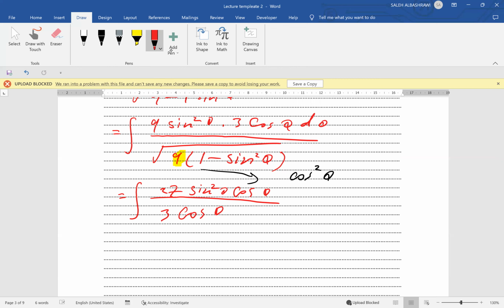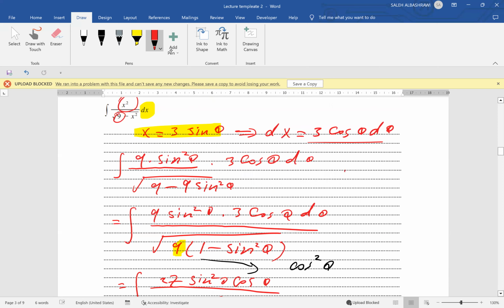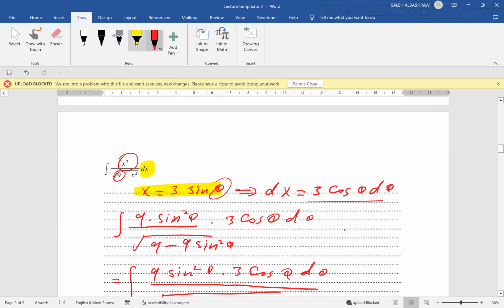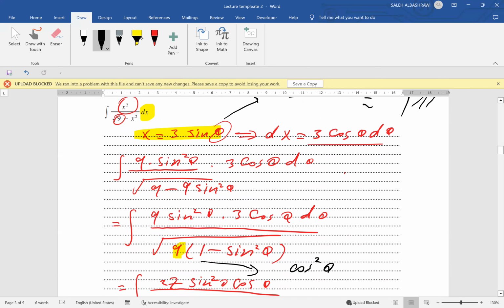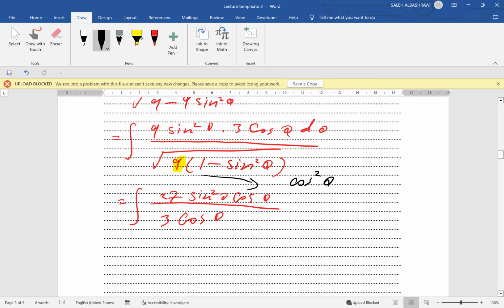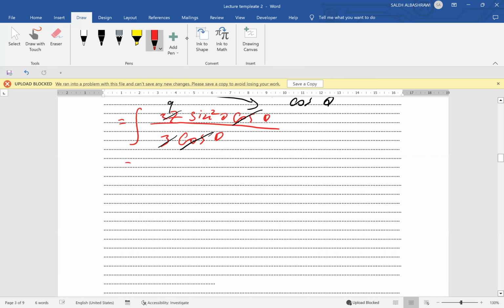Now for the cosine theta, should we take the positive or the negative outside the square root? We are taking the positive because we said from the beginning that theta is between minus pi over 2 and pi over 2, which is in the first quadrant and the fourth quadrant. In the first and fourth quadrants, the cosine is positive, so that's why we are choosing positive cosine theta. Now we can simplify it. This cosine will cancel cosine. 3 with 27 equal to 9. Then we will have integration of 9 sine square theta d theta.